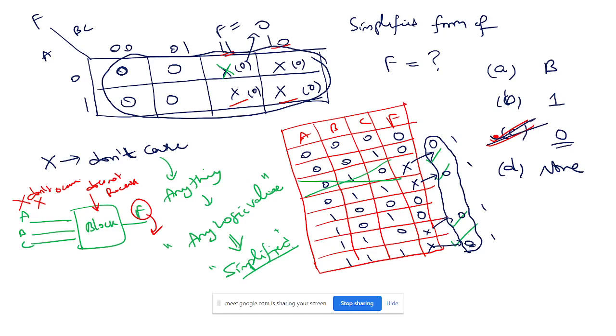Literally, don't care means you can say that these combinations don't even occur at the input side, or the block doesn't even process them. So it should not even bother you. Correct? Yeah.